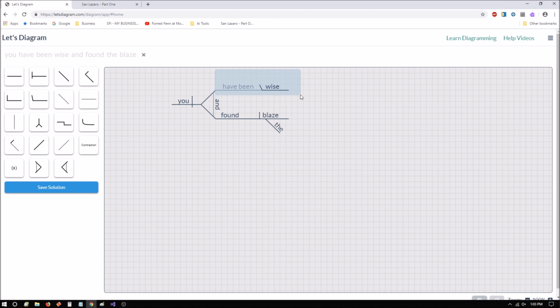Right here, we have, like I said, an action that's being used as not an action. That verb is being used as an adjective. It's saying, if you have been wise. So if that's the case, then you know that it has to be an adjective. And then this is your verb, right? So this is a state of being. This is not an action. But this is definitely an action down here, and the action is that you're going to find a blaze.